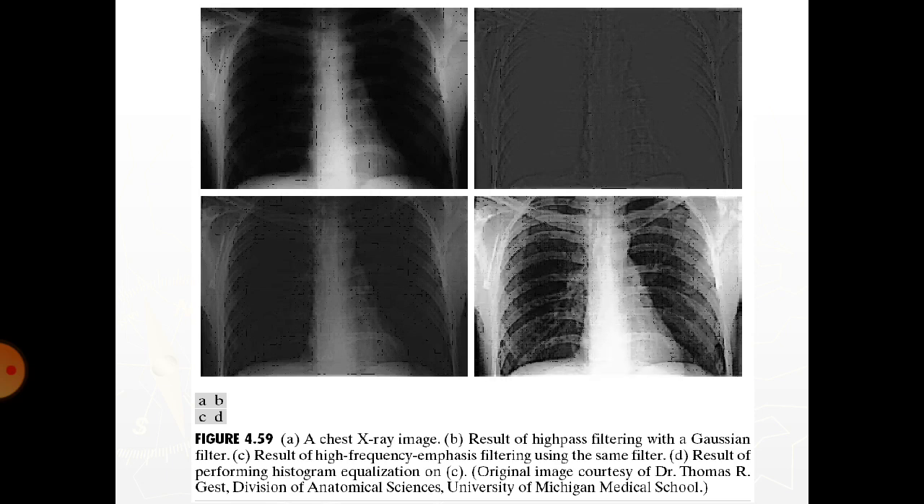So figure D shows an approximate method to further enhance the image. Here the bone structure and other details are simply not visible in any of the other three images. The final enhanced image is a little noisy, but this is typical of X-ray images when their grayscale is expanded.